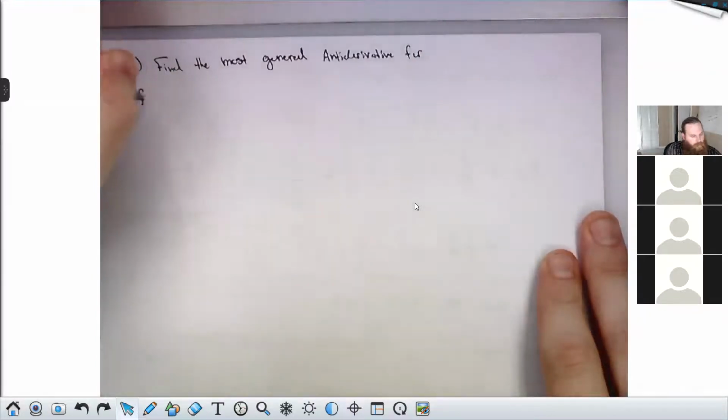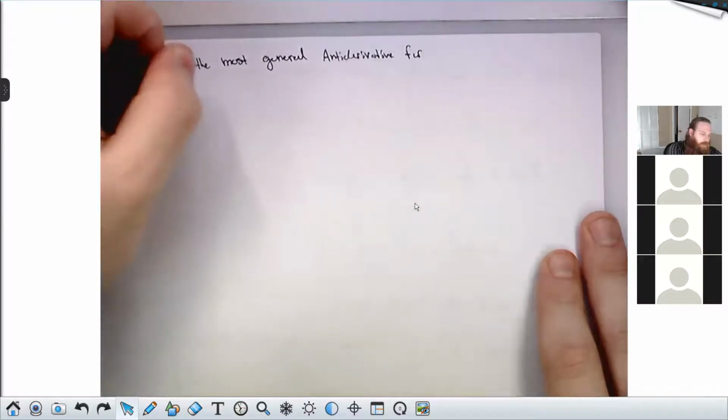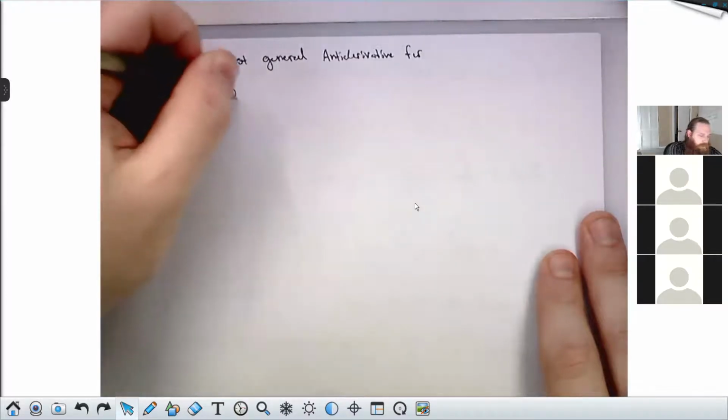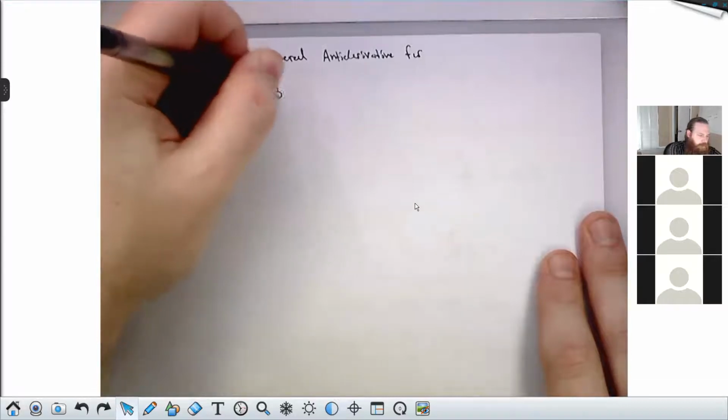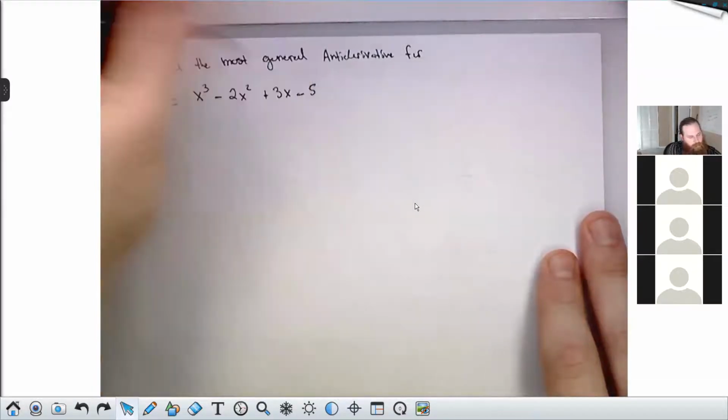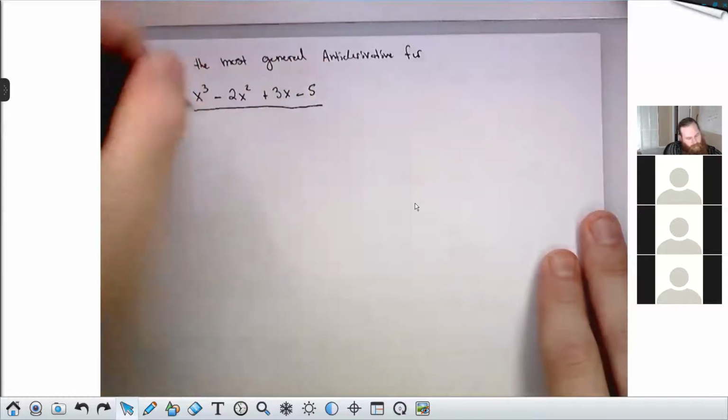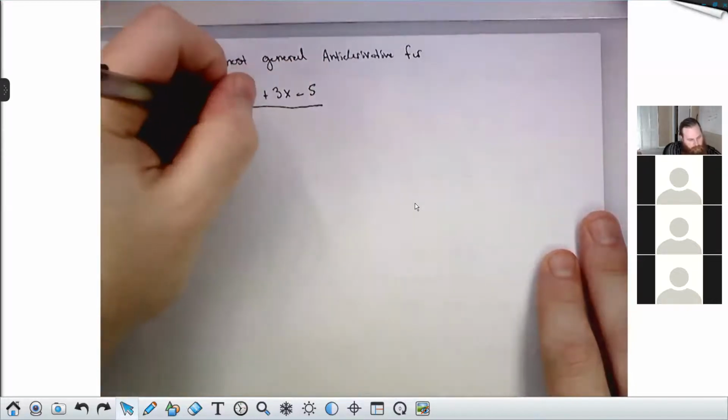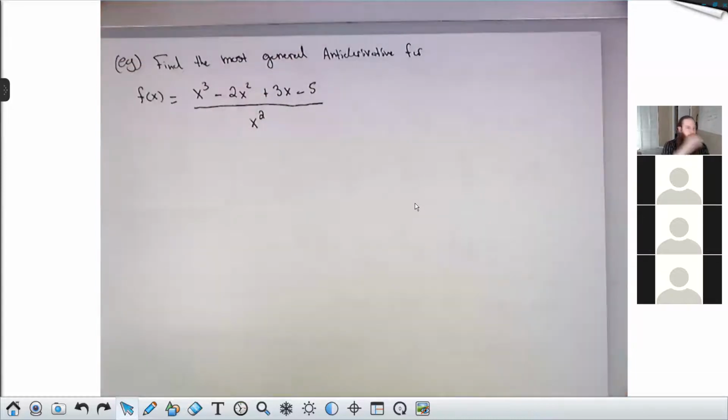All right, let's try to find the most general antiderivative for x cubed minus 2x squared plus 3x minus 5 all over x squared. Derivatives play nice with addition and subtraction. So antiderivatives play nice with addition and subtraction. Derivatives play nice with multiplication by constants. So antiderivatives play nice with multiplication by constants.